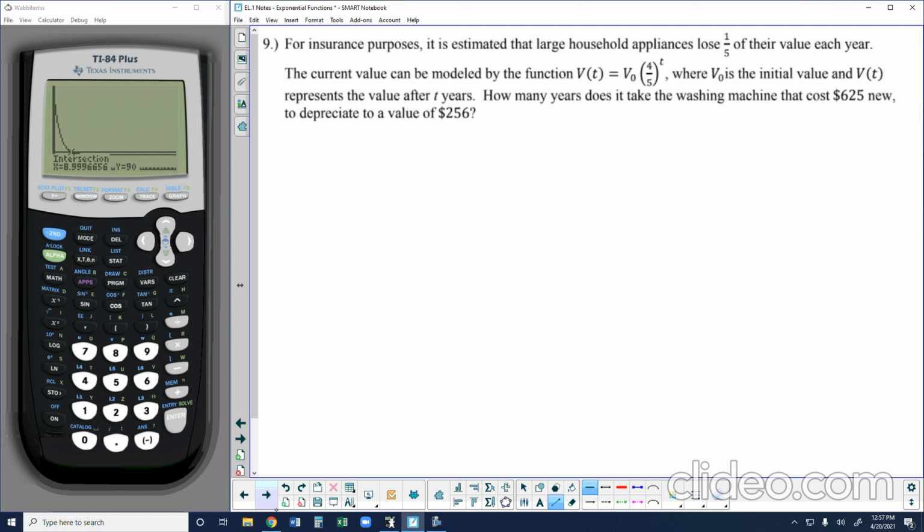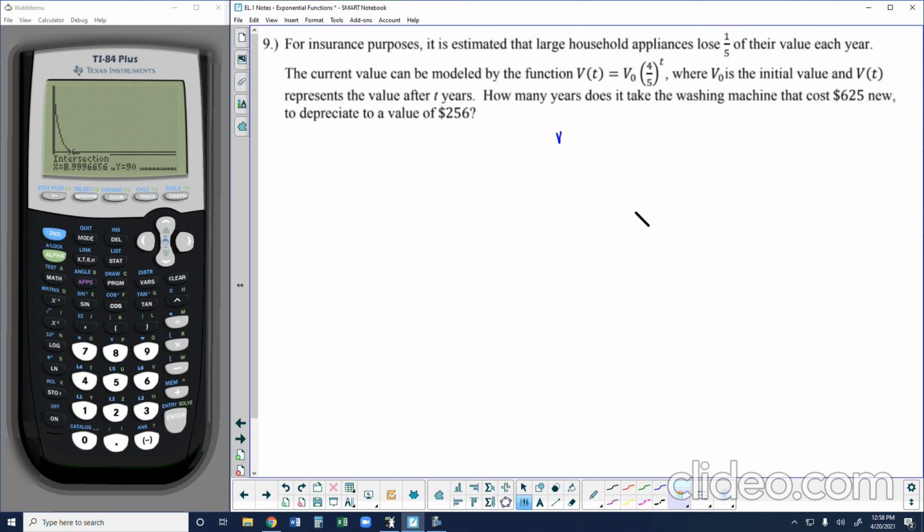Let's look at problem number 9. Problem number 9 says, for insurance purposes, it is estimated that large household appliances lose 1/5 of their value each year. The current value can be modeled by the function v of t equals v of 0 times 4/5 to the t power, where v of 0 is the initial value and v of t represents the value after t years. How many years does it take the washing machine that cost $625 new to depreciate to a value of $256?